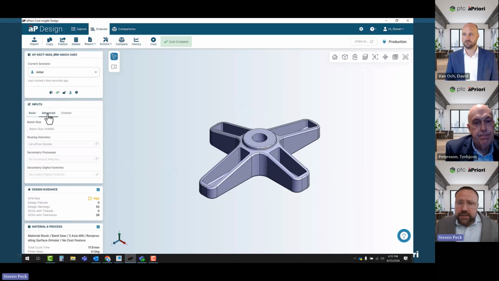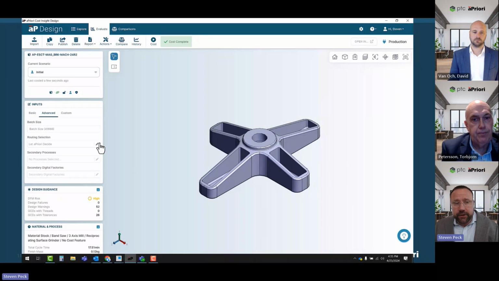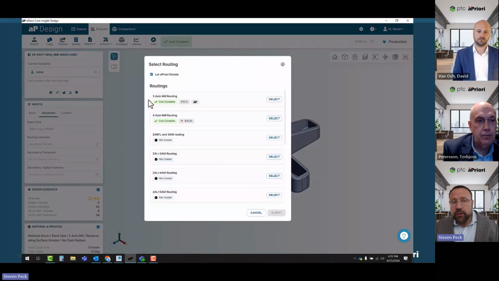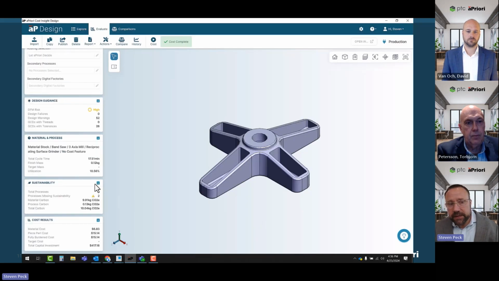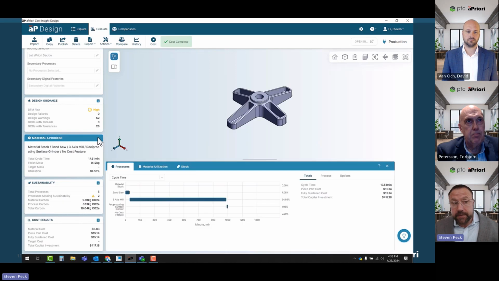The way we got there is really by looking at every feature on this component and then running it through our algorithm for all the manufacturing processes. So a 3-axis process, a 4-axis, perhaps a 2-axis lathe and a 3-axis. We're looking at feasibility and then the most economic way to manufacture that. And in turn, really understanding all the operations.